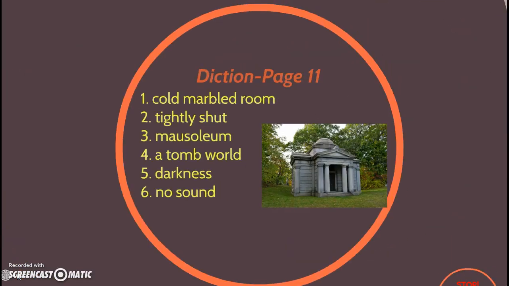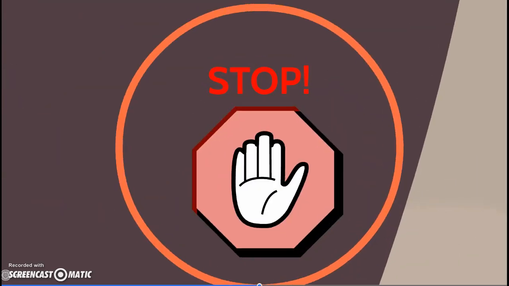Now let's put those descriptions in a short list. And here we have cold marbled room, tightly shut, mausoleum, a tomb world, darkness, and no sound. Stop. Please pause this presentation and complete task number 1.